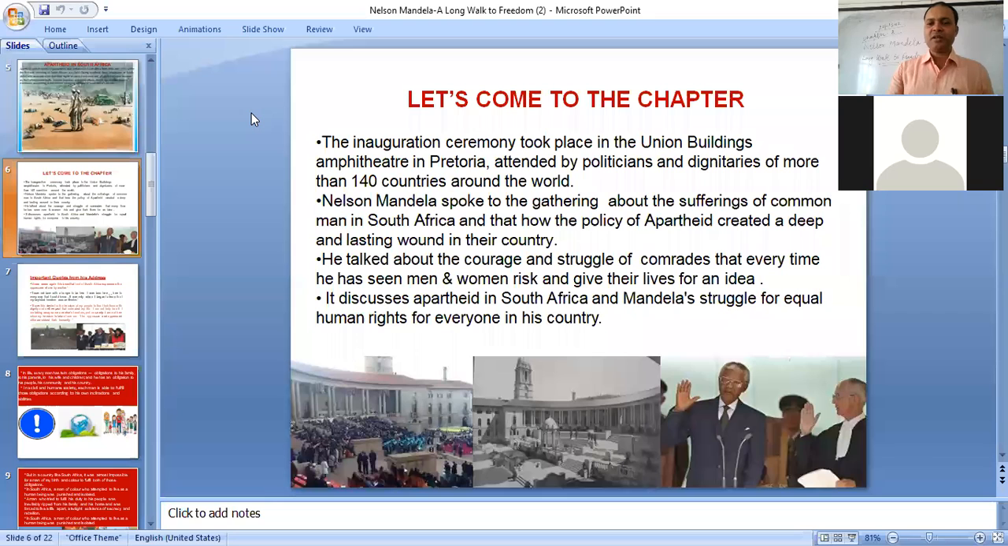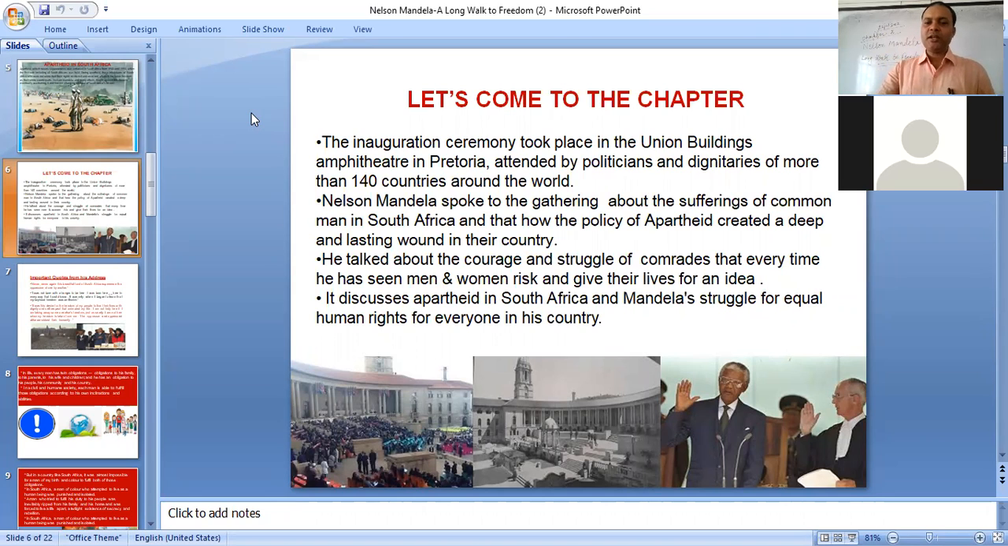And he gave a very remarkable and great speech on that day. Who had given it? Nelson Mandela addressed his people as the first democratic, black president of South Africa. Nelson Mandela spoke to the gathering about the sufferings of the common man in South Africa and how the policy of apartheid created a deep and lasting wound in their country. He addressed the people of South Africa in a very clear and commanding way, in a very beautiful language.